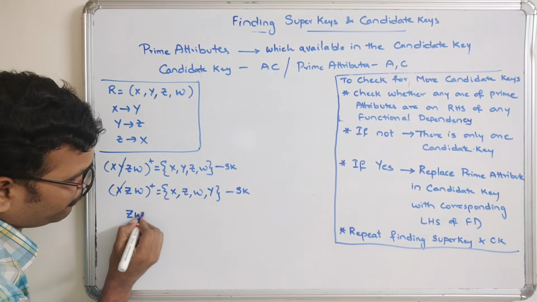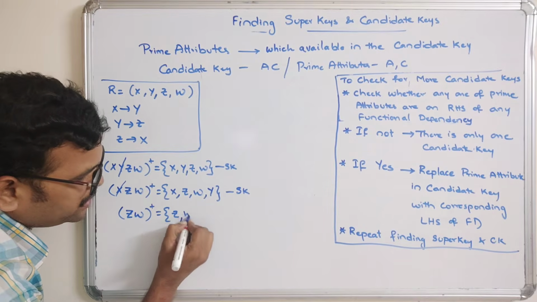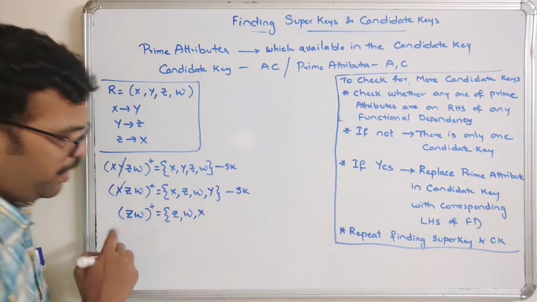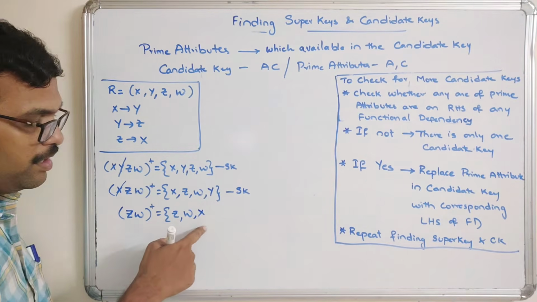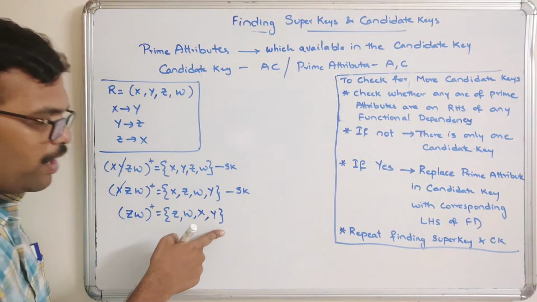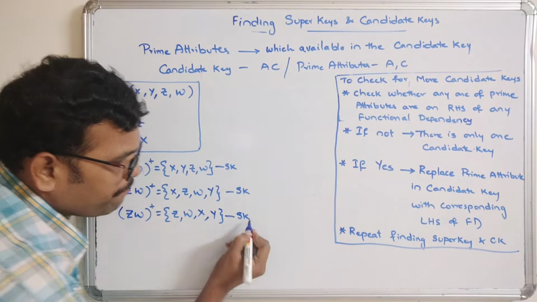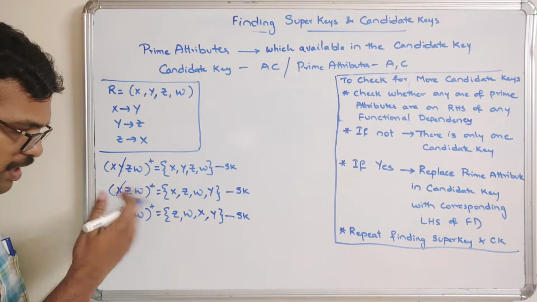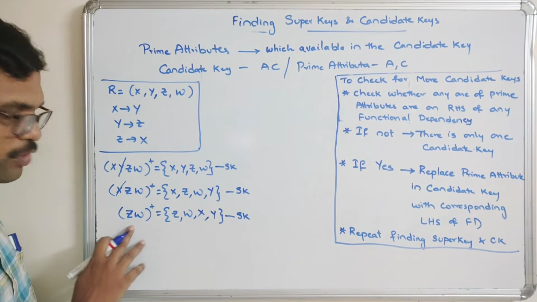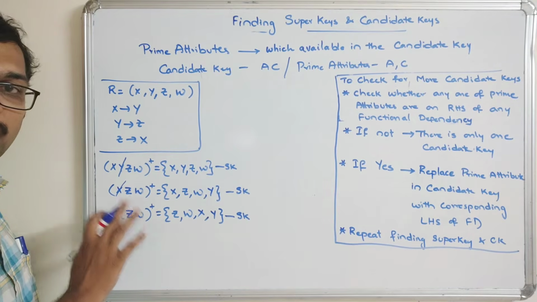So ZW closure. So it will give the self, Z comma W, and if you know Z, we can get X, so X can be determined. Now X is available in the resultant set, so if you know X, we can get Y, so Y can also be determined. So all the 4 attributes can be determined by using ZW. So again, this is a super key. So still, shall we remove any other attribute from this ZW? So we can't remove this one.